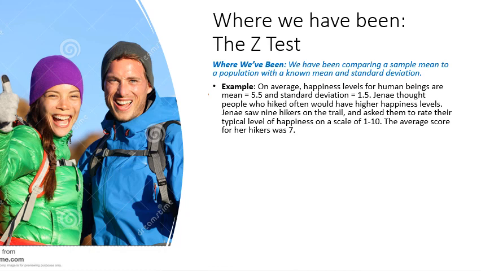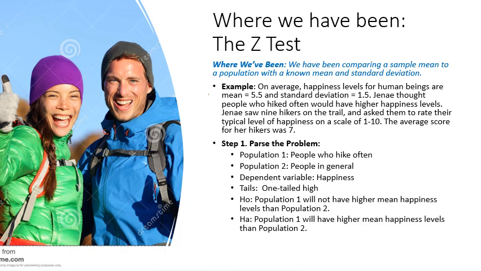Quick example. On average, happiness for human beings, our mean equals 5.5 and standard deviation equals 1.5. Ch07A thought people who hiked often would have higher happiness levels. She saw 9 hikers and asked them to rate their typical level of happiness, and the score for her hikers was 9. And we're quite familiar with how to parse the problem.